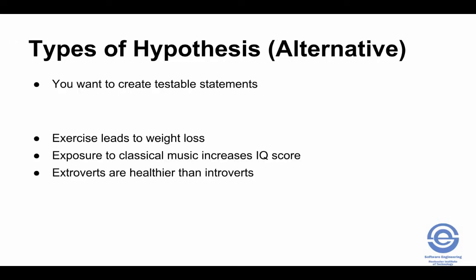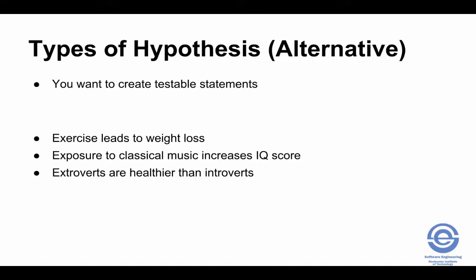For alternate hypotheses, you'll want to create testable statements. And examples of alternate hypotheses could be that exercise leads to weight loss, or exposure to classical music increases IQ score, or extroverts are healthier than introverts. So with the alternate hypothesis, you can think of that as that there is a change observed.